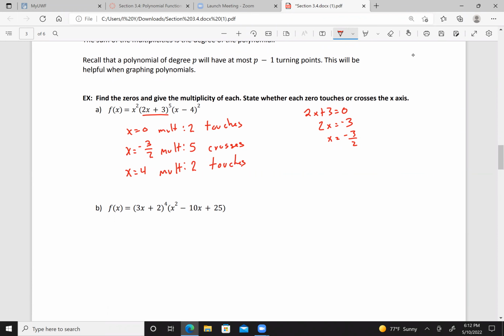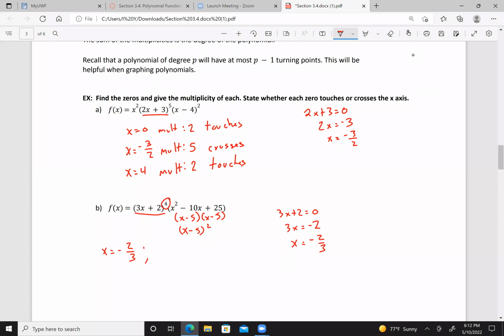So on this next one, we need to break this down again. This becomes x minus 5 times x minus 5, which is x minus 5 squared. So I have my first one here. 3x plus 2 equals 0 to find the 0. 3x equals negative 2. X equals negative 2 thirds. So that's my first 0.